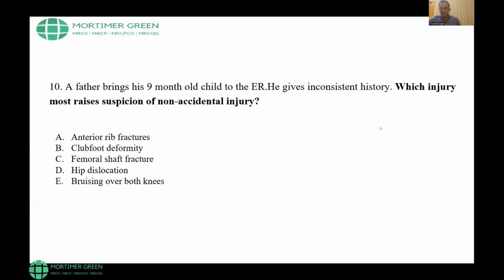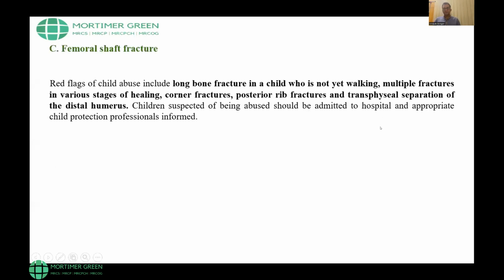Let's go to the answer. So I'm going to be discussing a little bit about this too. A long bone fracture in a child who is still not walking. So the femoral shaft fracture, if people hit a child with a rod. A long bone fracture in a child who is not walking is very rare, because children tend to have very flexible bones. So unless there is a heavy amount of force, a child will not hurt its long bone. So you see fractures in the humerus, the radius and the ulna, the tibia, the femur, very indicative of non-accidental injury or child abuse.